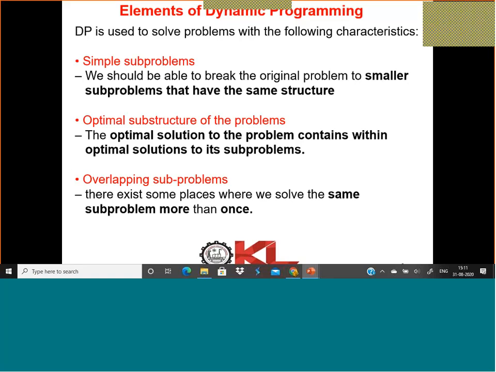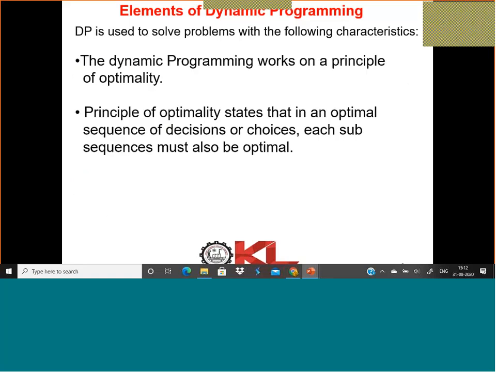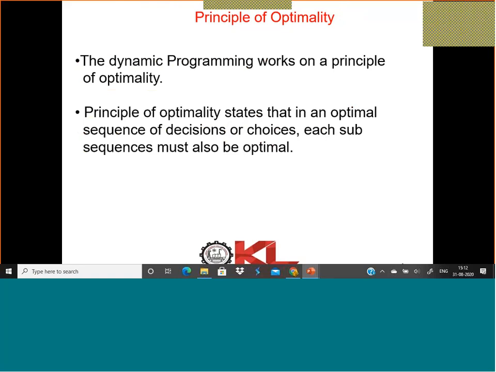Third, overlapping subproblems. If overlapping subproblems are not there, then dynamic programming is of no use. It is just like a divide and conquer model. There exist some places where we solve the same subproblems more than once. So the benefit of dynamic programming is that when the same subproblems are repeated, we solve them only the first time, then reuse the same results for other similar subproblems.